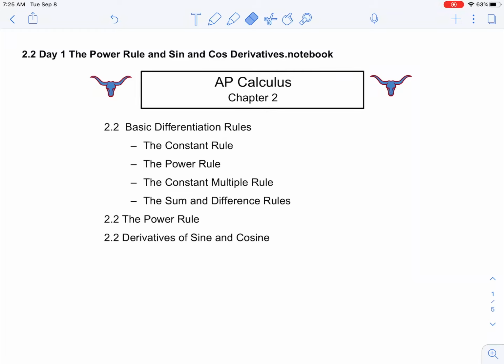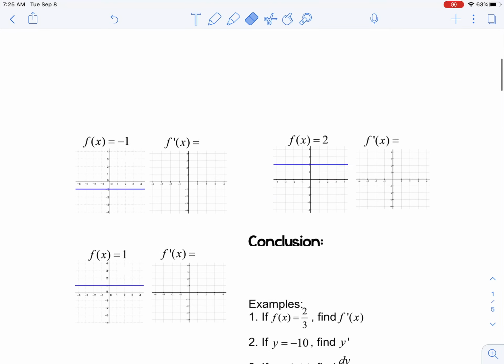All right, today we're going to look at some differentiation rules. So rules on taking the derivative, including the power rule and then derivatives of sine and cosine.